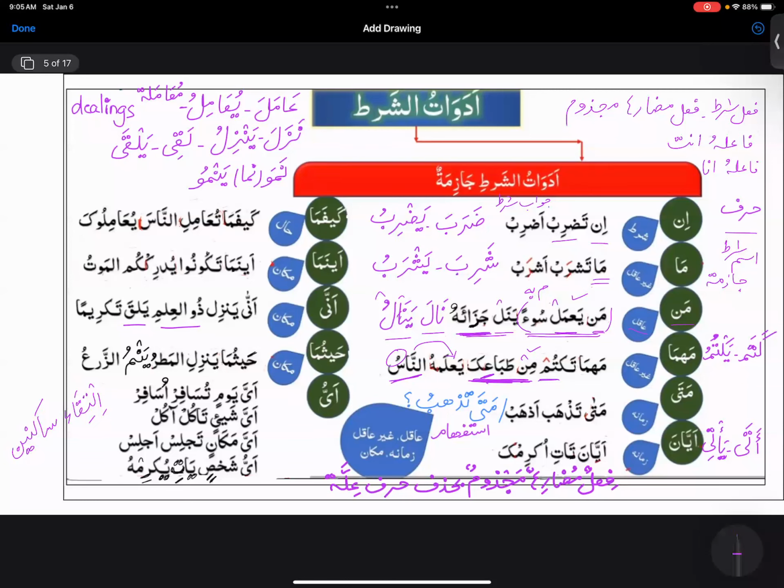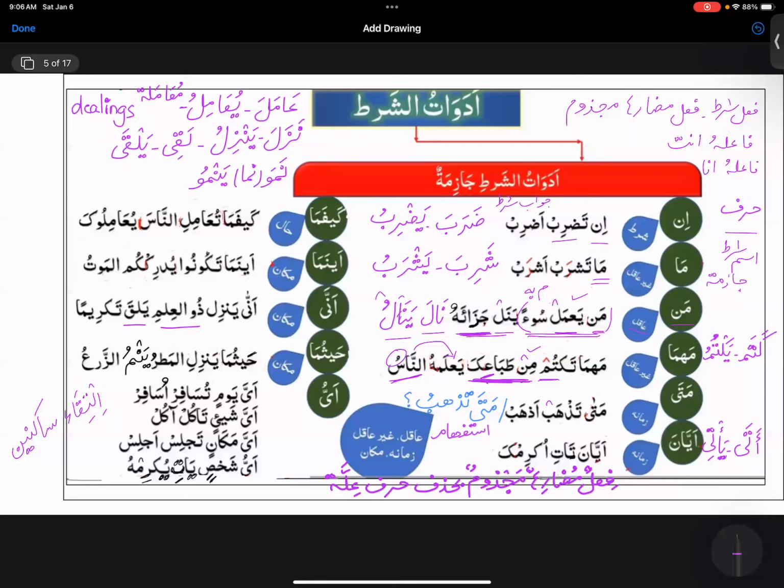The mata is an ismu shart jazima. Tazhab is a fel shart, fel shart jazima, fa'iluhu anta. So this is the shart part, mata tazhab. Then azhab is a jawab shart, so it will be jawab shart, fel mudari majzum, fa'iluhu ana. And what is the translation?